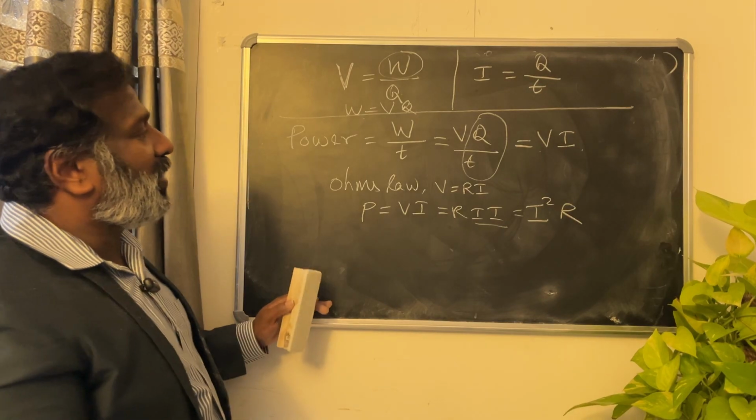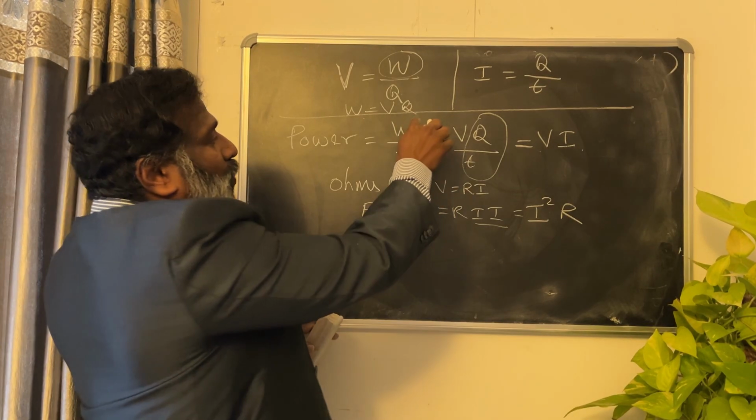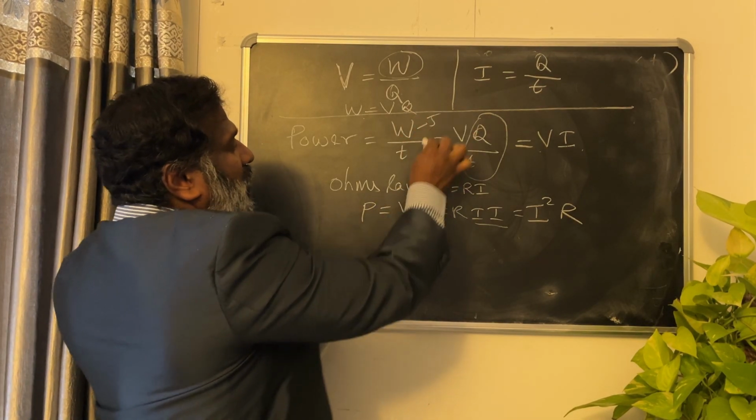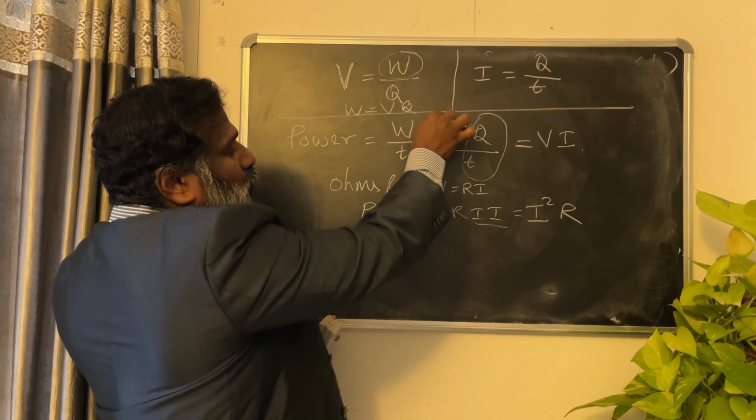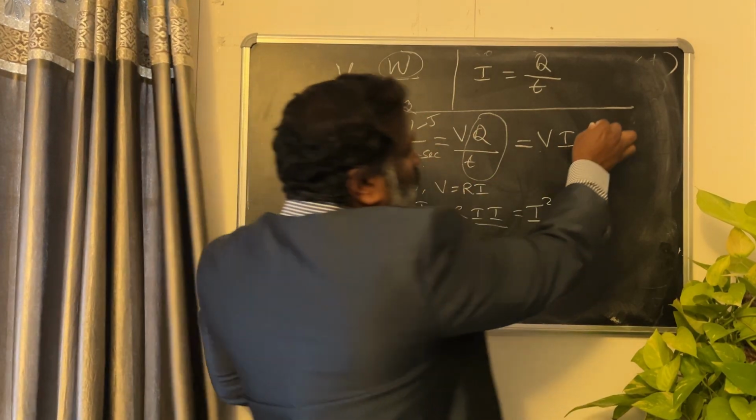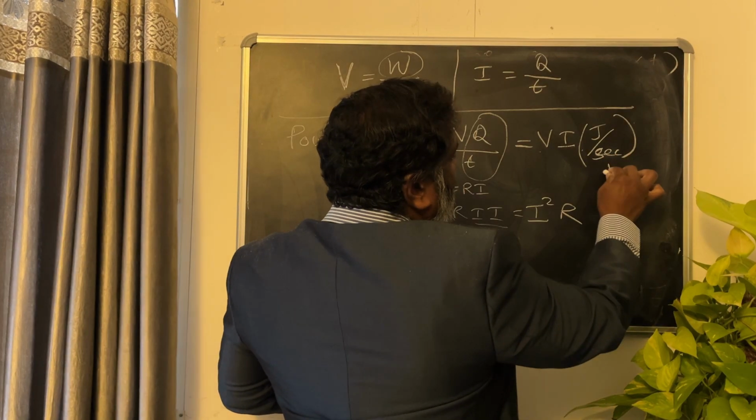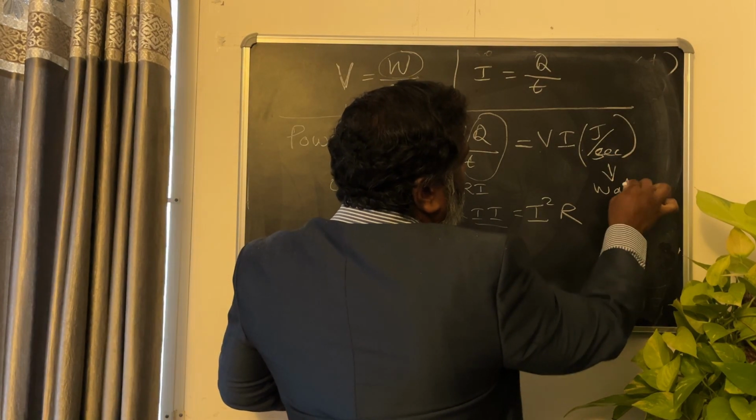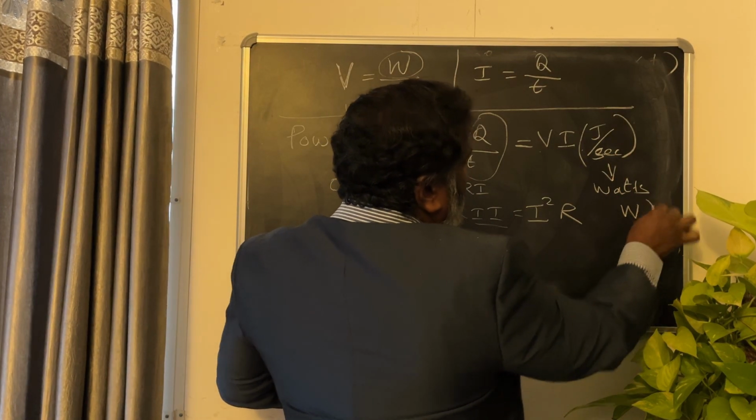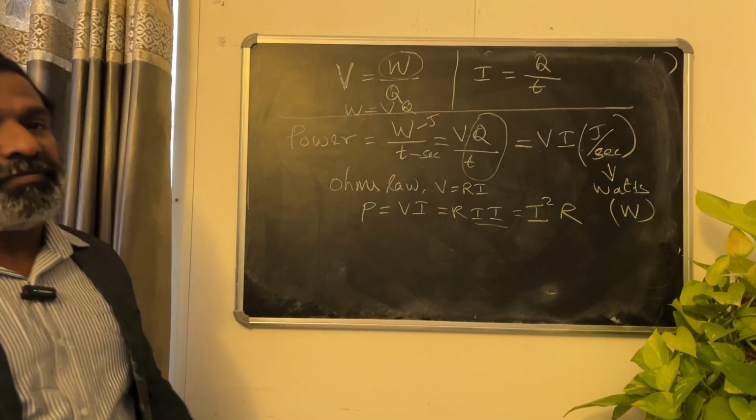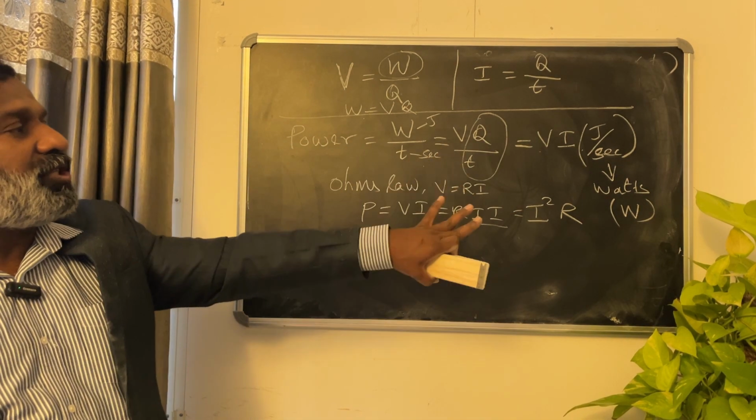What is the unit for power? Work done unit is joules. Time unit is second. Joules per second. Right? Unit is joules per second. This joules per second is also called watts, denoted as capital W. So unit for electric power is watts.